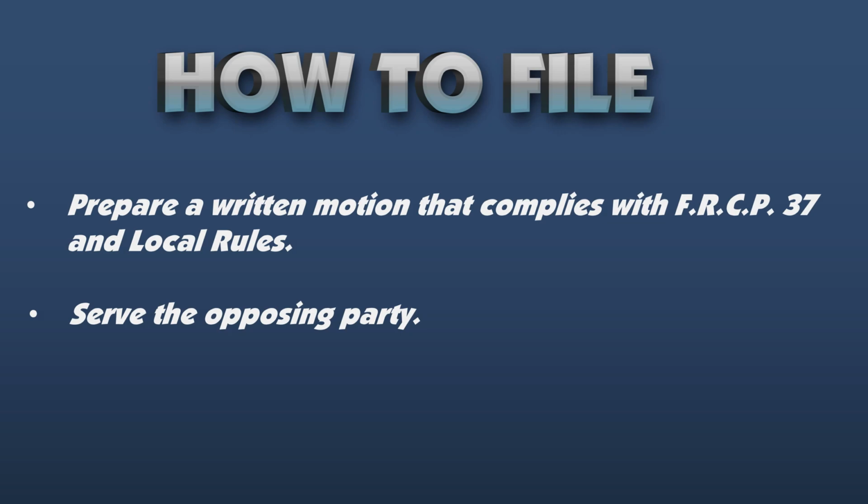Now, you have done your due diligence. You made an effort to resolve the dispute with the other party. Now you can file your motion to compel. It must be in written format, and it must comply with the Federal Rules of Civil Procedure 37 and local rules. Next, you must serve the motion upon the opposing party.